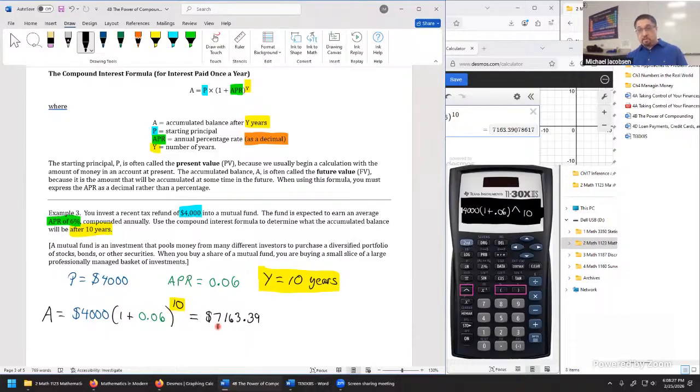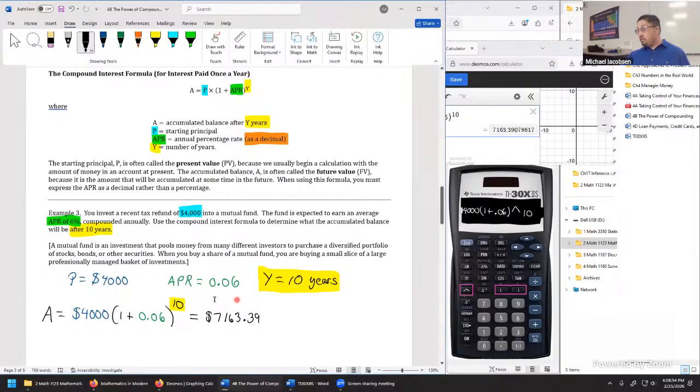And these problems, as you might notice, have the potential to be really actually kind of fast. I think some of the other work we've been doing in prior sections, even 4A, had much trickier problems. But once you're familiar with how the formula goes, how to throw it into the calculator after extracting the information, that's it. The whole answer is $7,163.39.